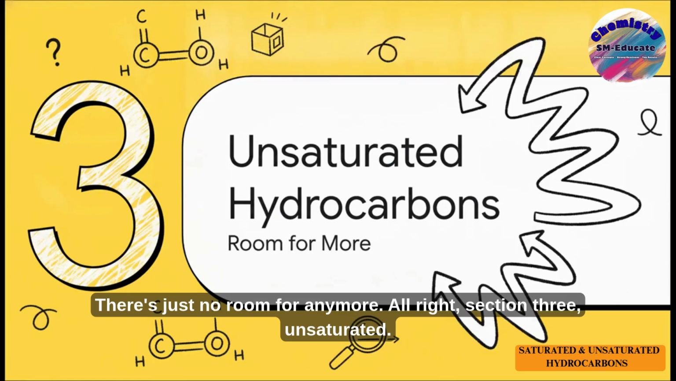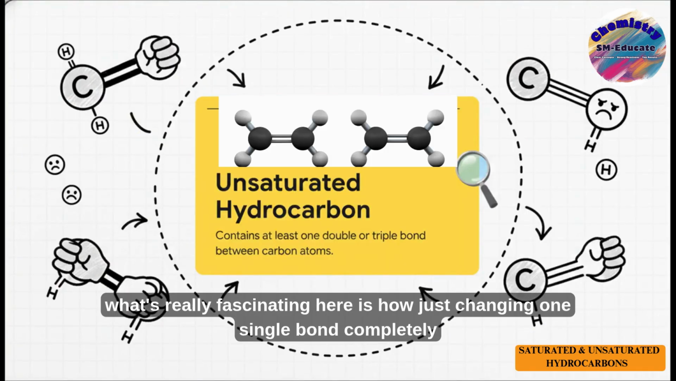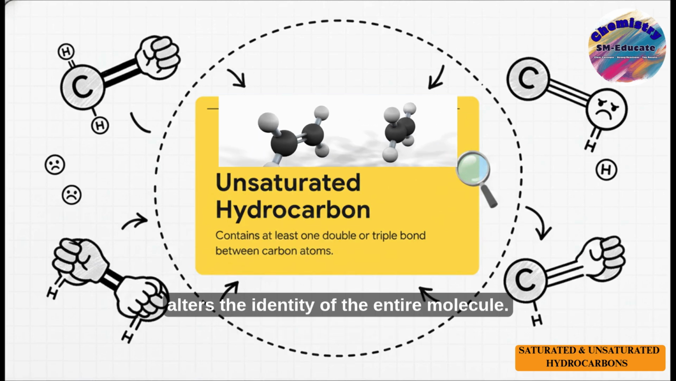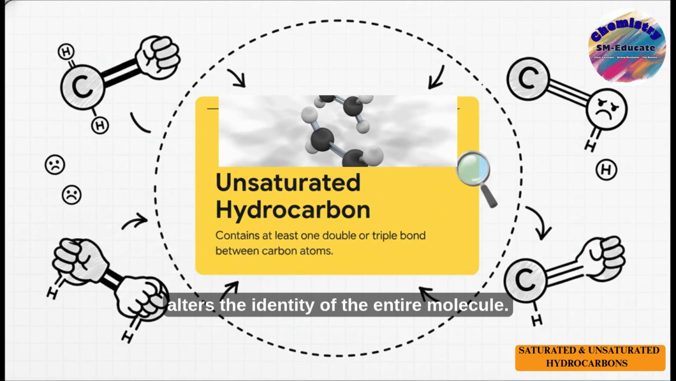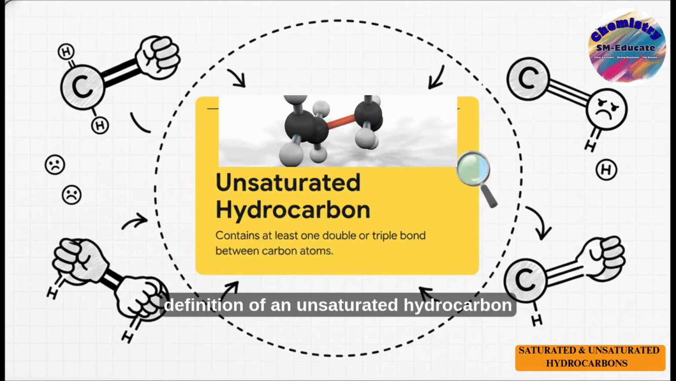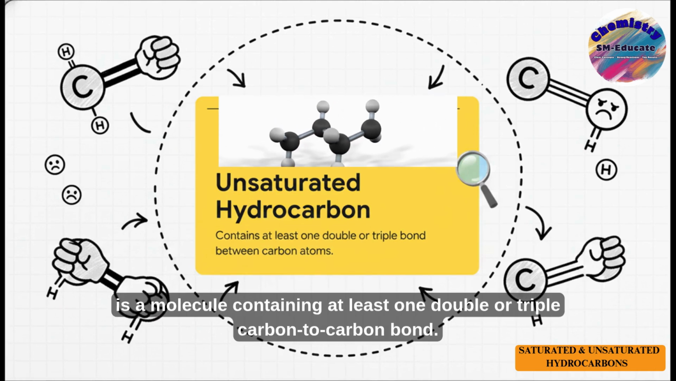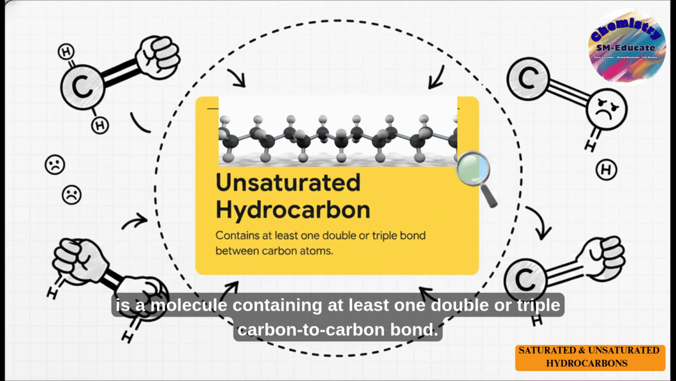All right, section 3, unsaturated, room for more. Now, what's really fascinating here is how just changing one single bond completely alters the identity of the entire molecule. Shifting our focus to the alkene and alkyne families, the formal definition of an unsaturated hydrocarbon is a molecule containing at least one double or triple carbon-to-carbon bond.